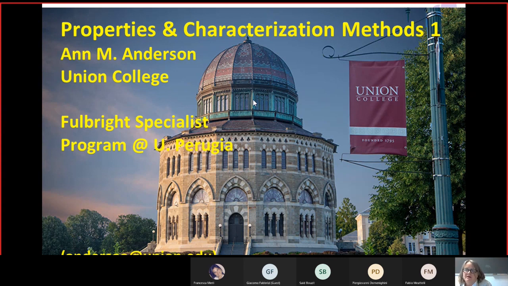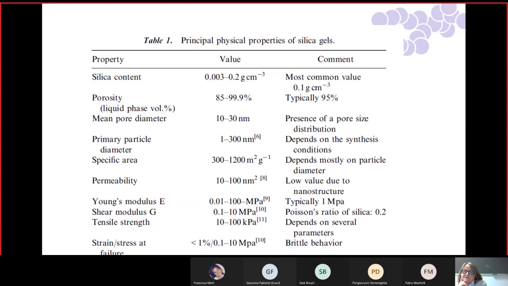Okay, so today, let's see, last week we learned about aerogels and a lot about how they are made, some of the chemistry behind them, and some of the different types of aerogels that you can make. And so this week I'm going to talk about properties and characterization. So I showed this slide before.